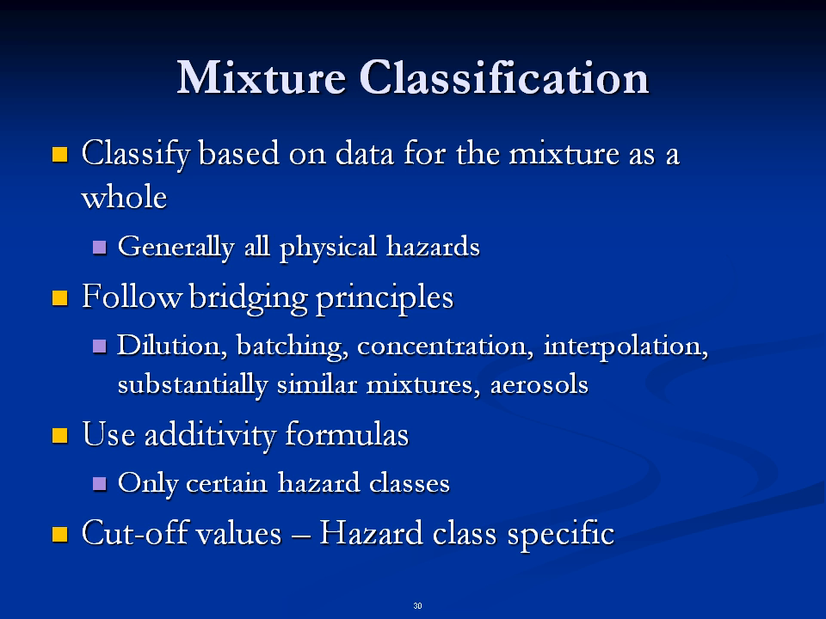Then the alternate approaches are to use some additivity formulas for certain hazard classes, and then there will be other situations, most of the health hazards, where your classification will be based on cutoff values. That means that a concentration of a particular ingredient in your mixture will make the entire mixture have that hazard class. And those are all going to be hazard class specific. When you read Appendix A of the OSHA standard, there's a beginning part that you should read over that talks a little bit about the concepts of classifying substances and mixtures. And then in each hazard class discussion, it will tell you what approach for mixtures is used.